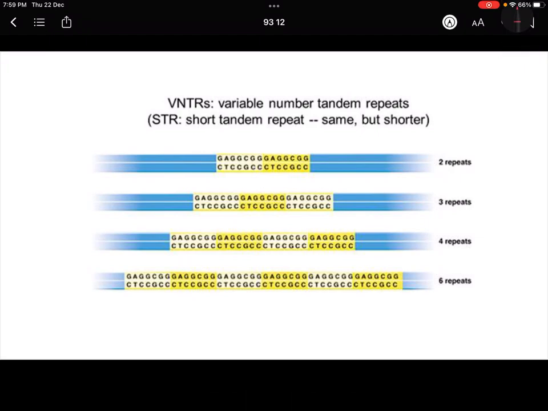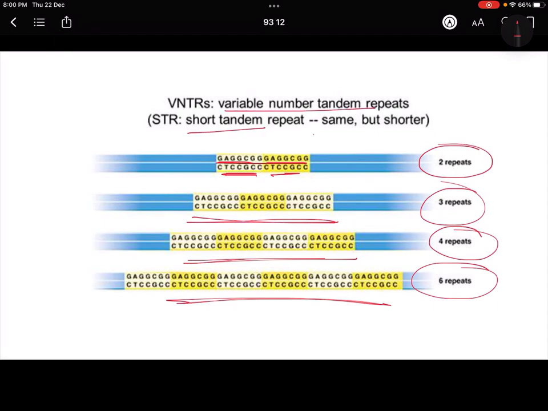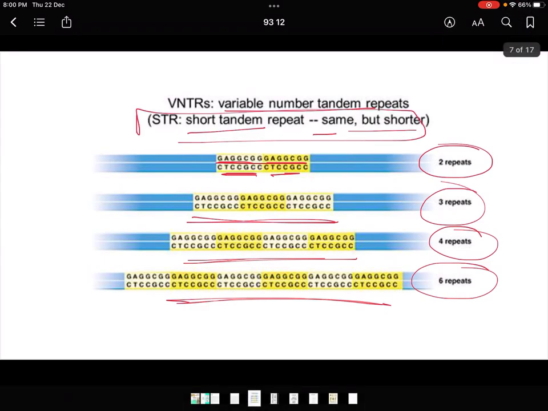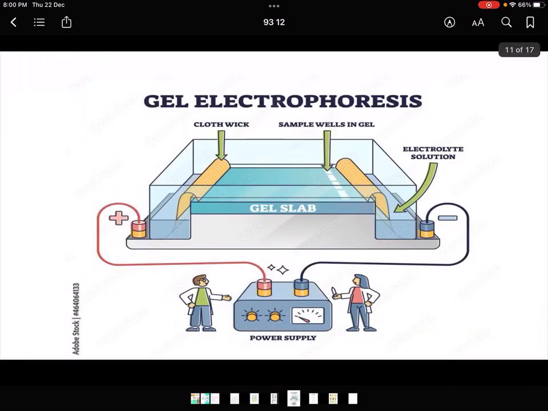These are certain, you can see these are the sequences that are repeating itself, ठीक है. In case इसमें दो बार repeat हो रही है तो 2 repeats, ये 3 repeats का sequence है, then there could be 4 repeats, 6 repeats, ठीक है, different sequences can be there. Now variable number tandem repeats, short tandem repeat same but shorter. Now just ignore this, ये मैं आपको समझा दूंगी. Okay, so this you've understood.